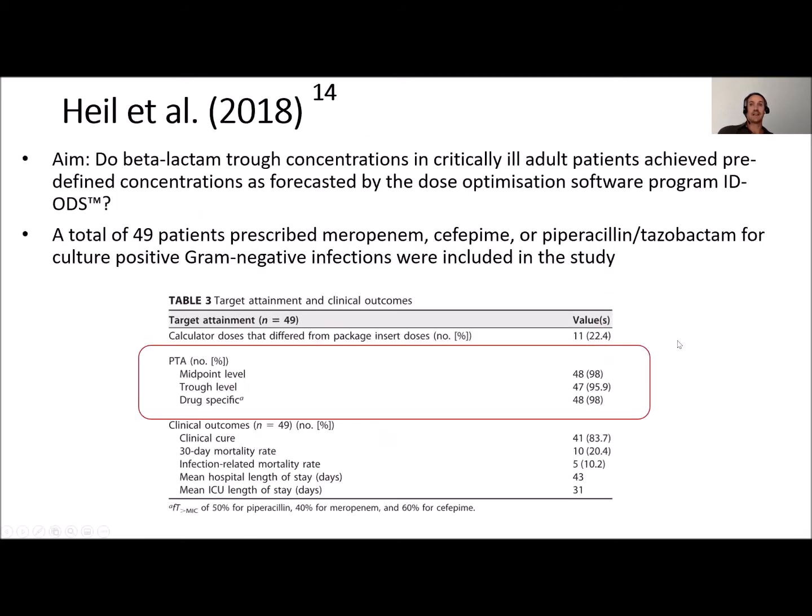And just briefly to touch on studies to date in this space. In this study, again, we're looking at beta-lactams in critically ill patients, and they used a dose optimization software, IDODS, looking at around 50 patients for meropenem, cefepime, or PIP/TAZ. What they found using this dosing software, when they were targeting a trough level, was that 96% achieved that trough. And if you remember, with the straight TDM approach, we're looking at around 65 to 70%. So that's fairly encouraging. Or they had drug-specific targets, which you can see down the bottom here. So I guess that's probably the biggest take-home from there, that there was quite an increase by using this, although the evidence to support patient outcomes from this approach is still fairly limited.